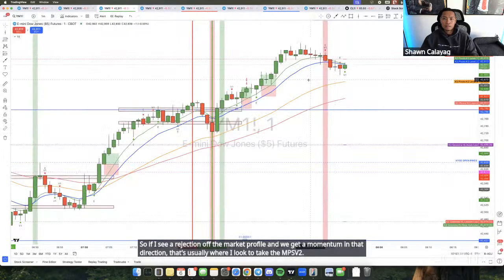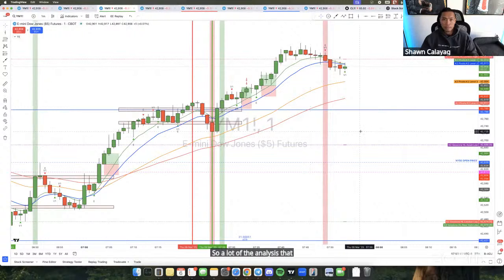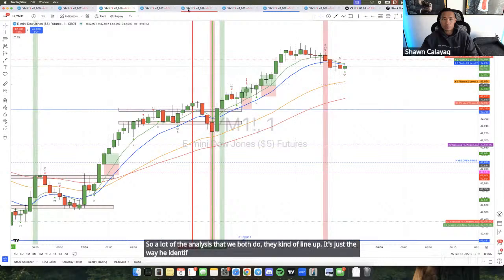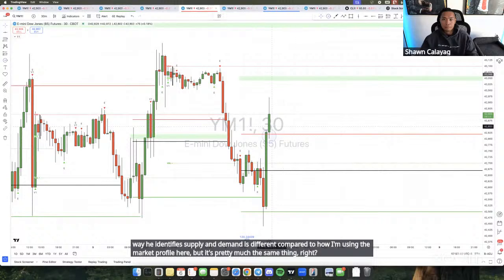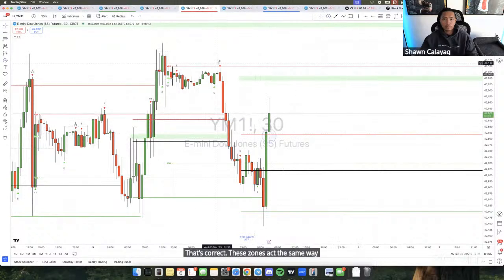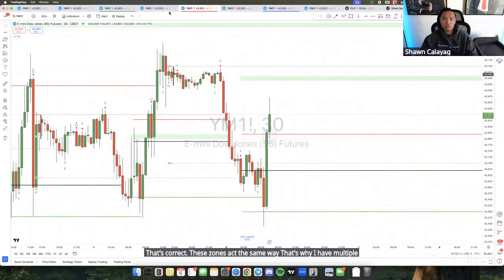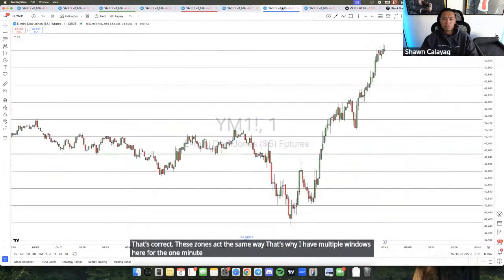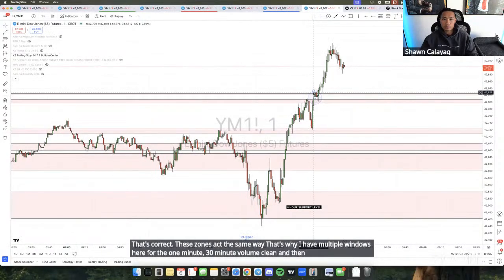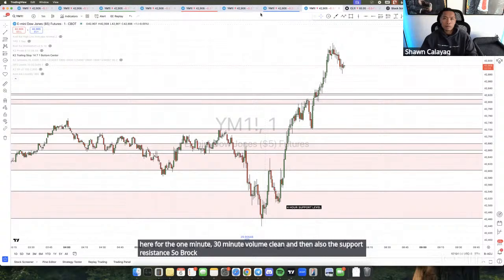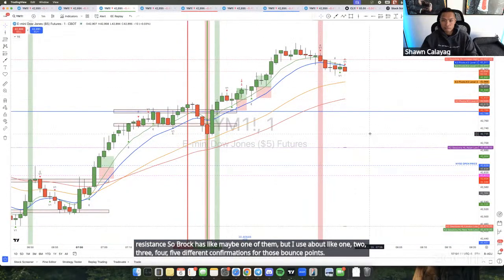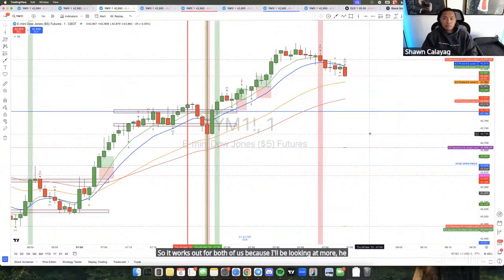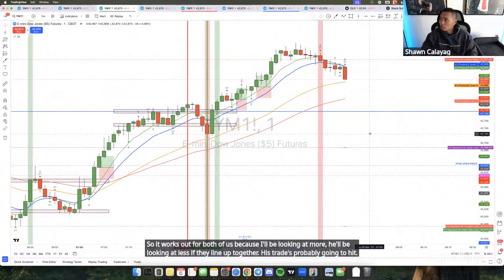So a lot of the analysis that we both do, they kind of line up. It's just the way he identifies supply and demand is different compared to how I'm using the market profile here. But it's pretty much the same thing, right? These zones act the same way. That's why I have multiple windows here for the 1 minute, 30-minute volume, clean, and then also the support resistance. So Brock has maybe one of them, but I use about 1, 2, 3, 4, 5 different confirmations for those bounce points. So it works out for both of us because I'll be looking at more, he'll be looking at less. If they line up together, his trade's probably gonna hit. So it works out.